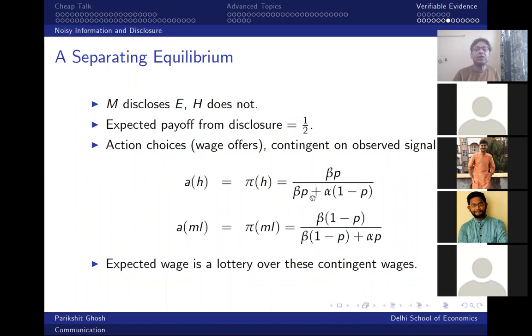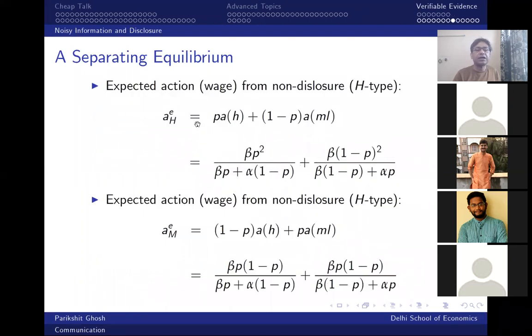So let's write down those expressions. This is the expected wage or expected action for the high type if he suppresses E. Okay, with probability P, he'll win the Oscar and get that contingent wage. Probability 1 minus P, he won't, and get this wage. Right? So you throw in the calculation from the previous slide, you get some expression.